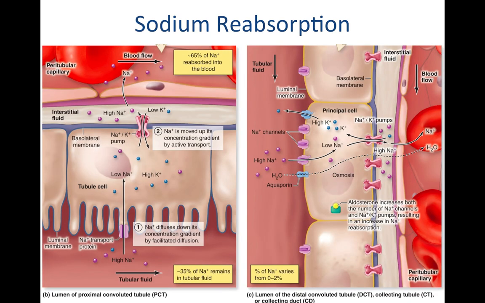Here's another picture of what sodium reabsorption looks like. On the left side, this is a picture of a proximal convoluted tubule cell, and it's a little bit sideways compared to the picture that we looked at before, but here's your lumen at the bottom. Here are the microvilli and your proximal convoluted tubule cell, and then here's the basolateral membrane up here, and then you have your peritubular capillary up here.